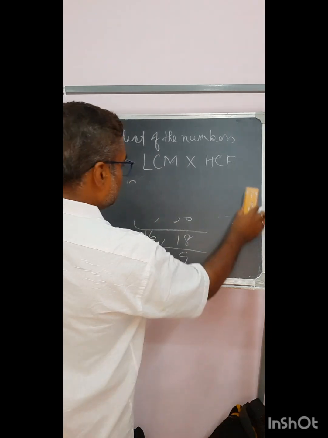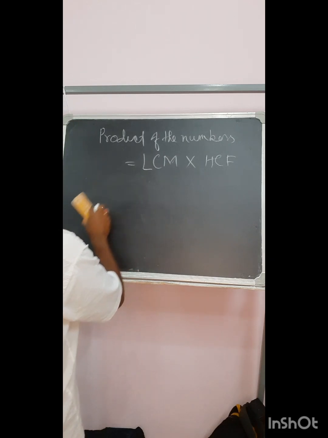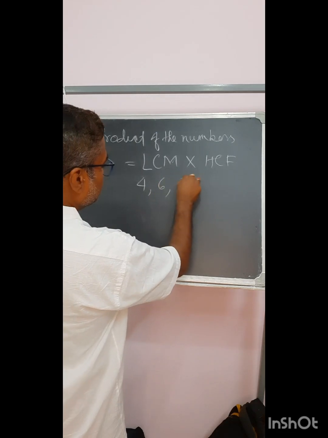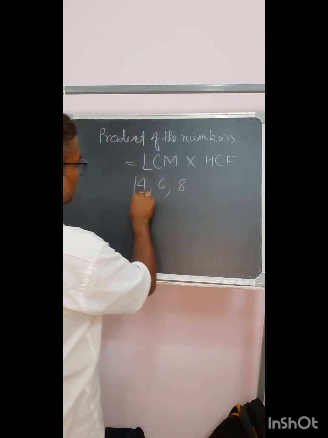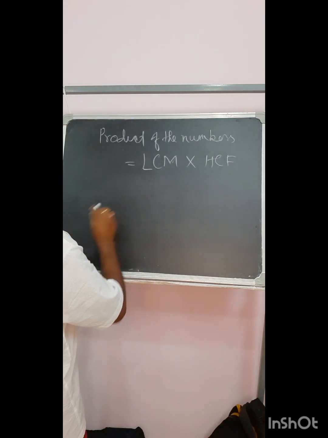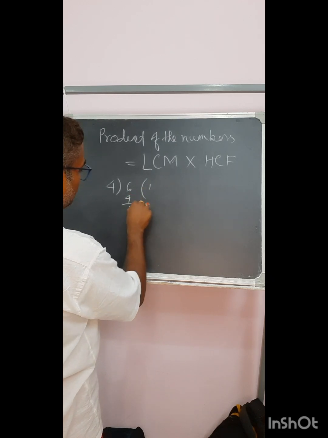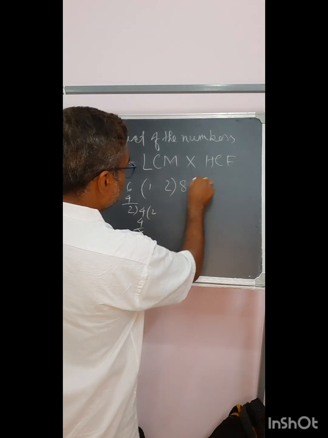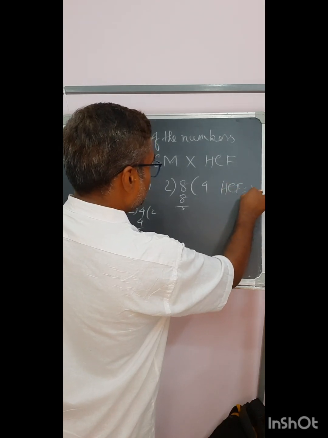Now, is it applicable for more than two numbers? Let me check that also with an example. If I take 4, 6 and 8, I am taking small numbers to ease the calculation. So the HCF comes out as 2.